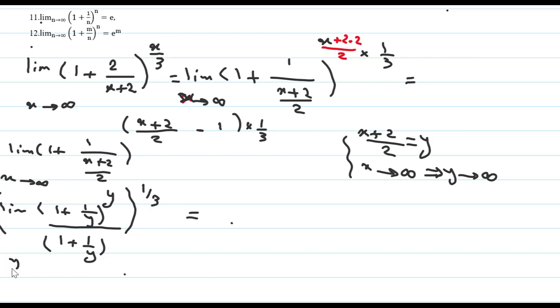When y approaches infinity, the limit of (1 plus 1 over y) to the power y is e, and the other factor, 1 over y, approaches 0. So 1 plus 0 is 1. Here I have e over 1, all to the power 1 over 3, which gives e to the power 1 over 3.